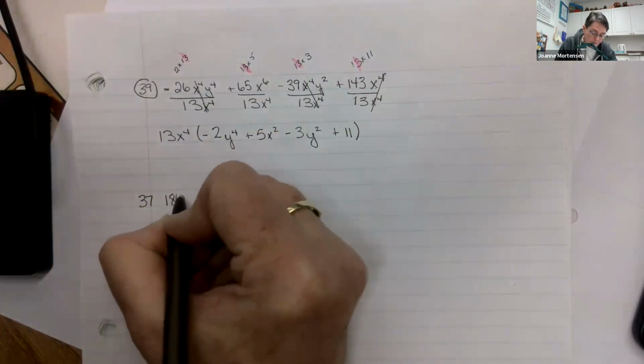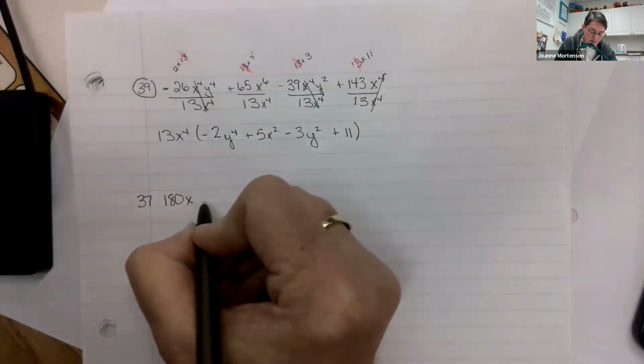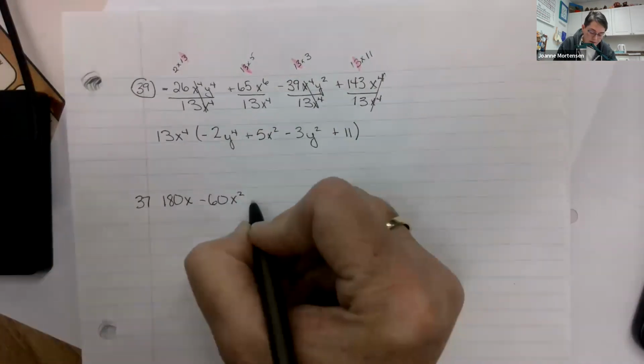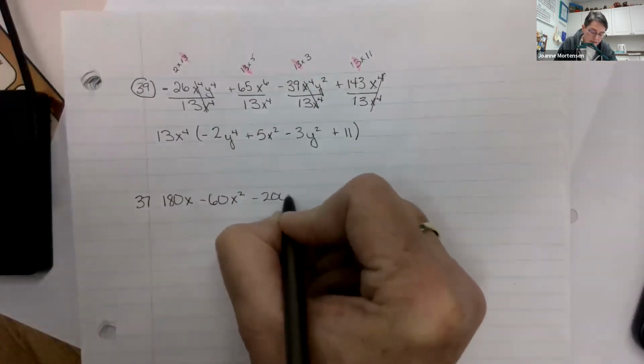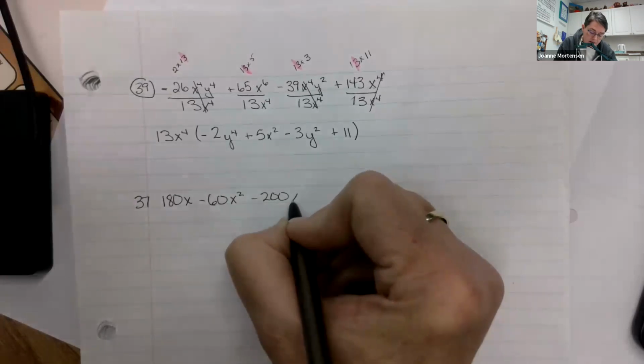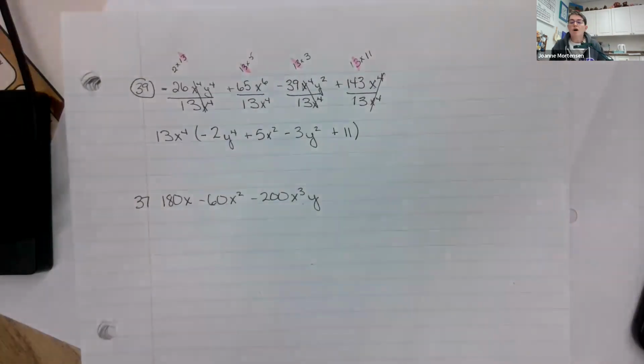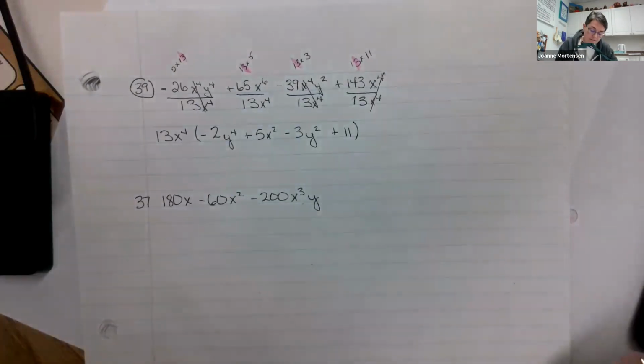180 X minus 60 X squared minus 200 X cubed Y. Pause it. Pause that video. All right. So what do you think?